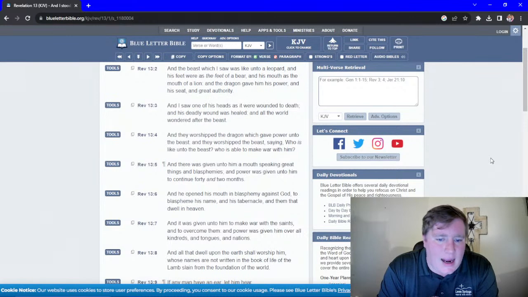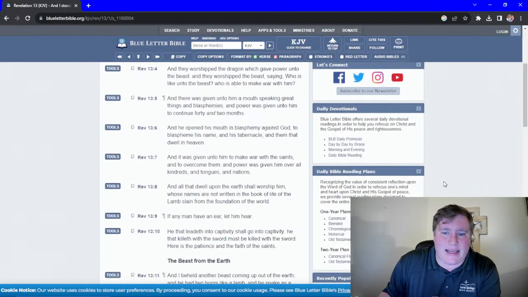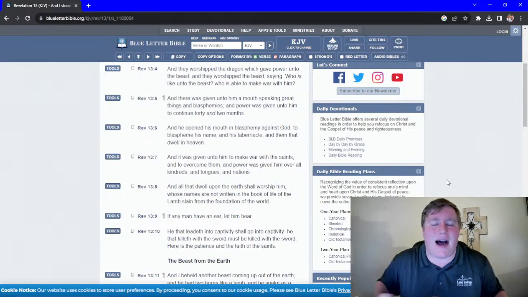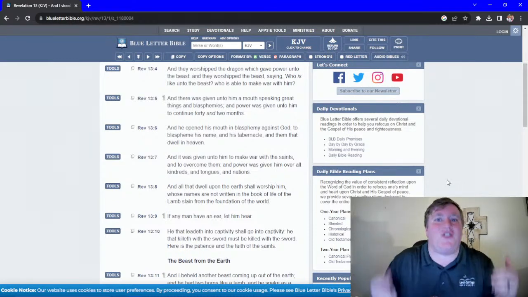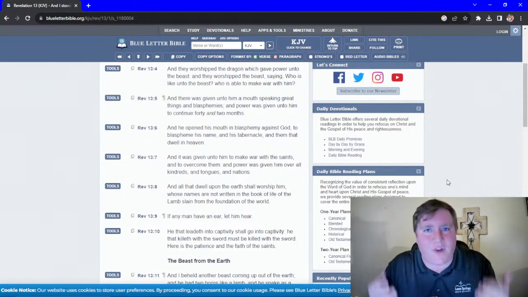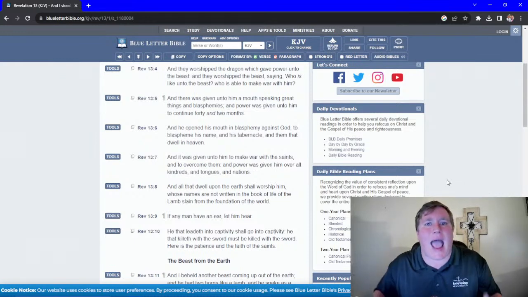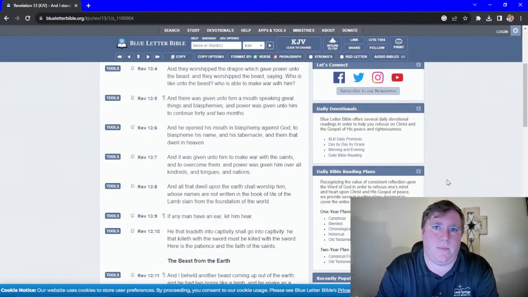And let's go to verse 6. And he opened his mouth in blasphemy against God, to blaspheme his name and his tabernacle and them that dwell in heaven. Well, that's what the Dome of the Rock does. The Dome of the Rock sits on the second Temple Mount on the Holy of Holies. That's God's tabernacle. And on the Dome of the Rock, it reads, God has no son. The Dome of the Rock is the abomination of desolation.